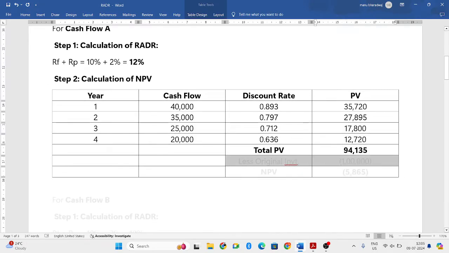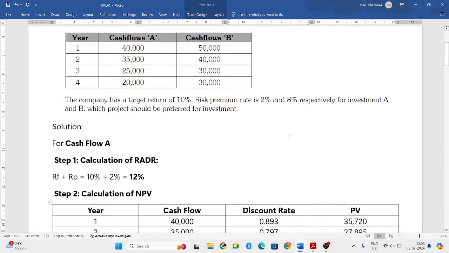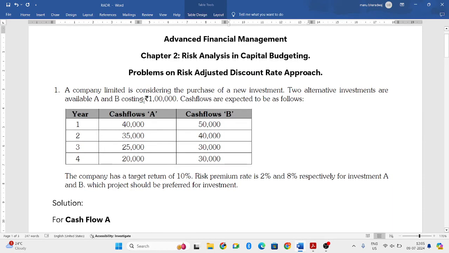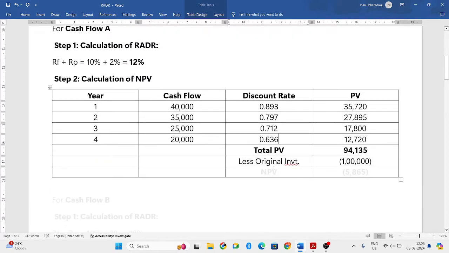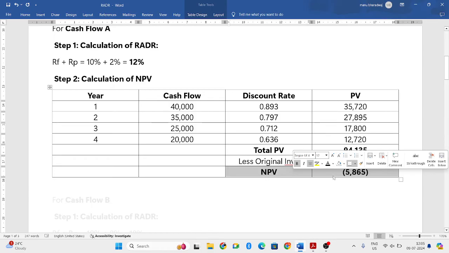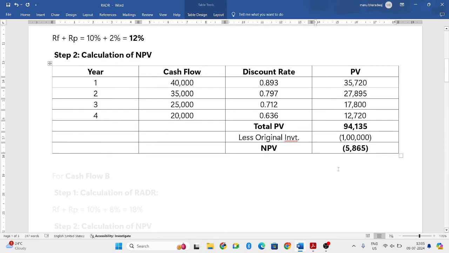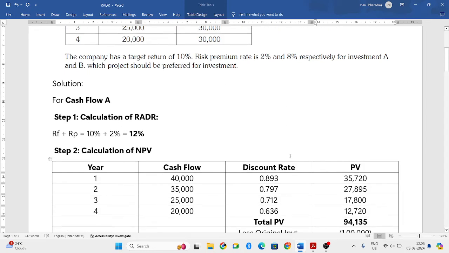When you add everything, you will get the total present value, that is 94,135. From this, you have to subtract the original investment. In the question they have given costing 1 lakh, so that is your original investment. If you subtract that, you get a negative NPV, that is 5,865. This is for cash flow A.